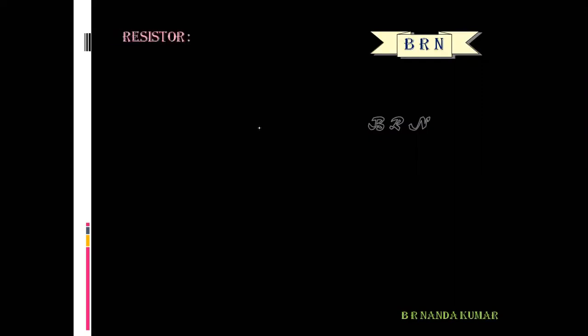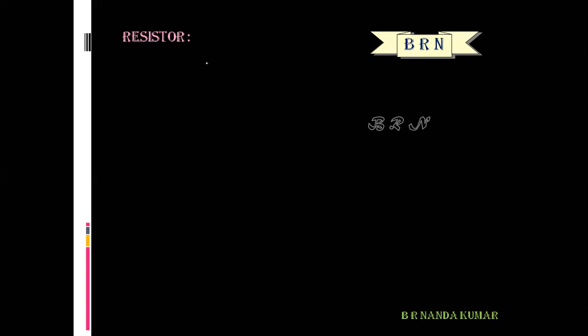Okay, first let us discuss the meaning of a resistor. Actually, a resistor is a circuit element which offers certain opposition to the flow of current in that circuit. That is the meaning of resistor.